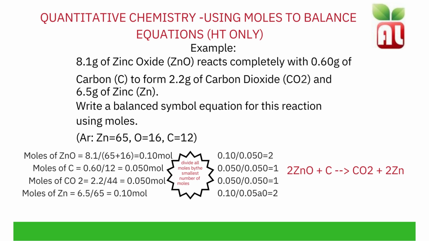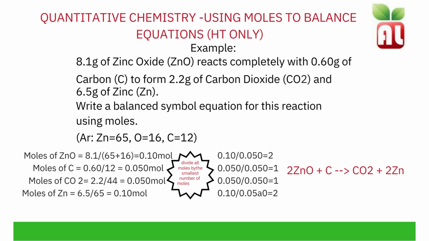To find the smallest whole number ratio, you divide all the moles by the smallest number of moles calculated. An example, zinc oxide would be 0.1 divided by 0.05, giving you 2.